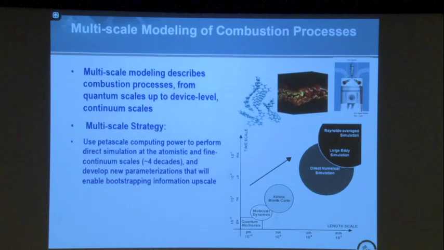Let's see, how are we doing for time? How about if we go for a little bit longer and then we take a break and then come back? Okay, how about 5 more minutes and then we'll take a break?